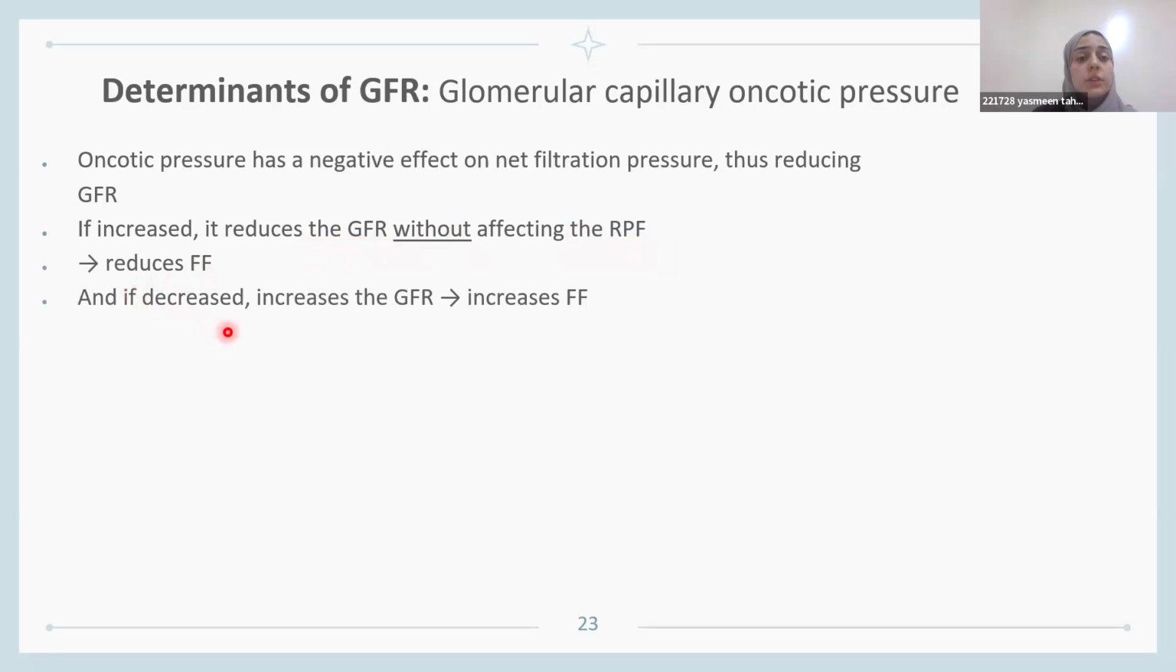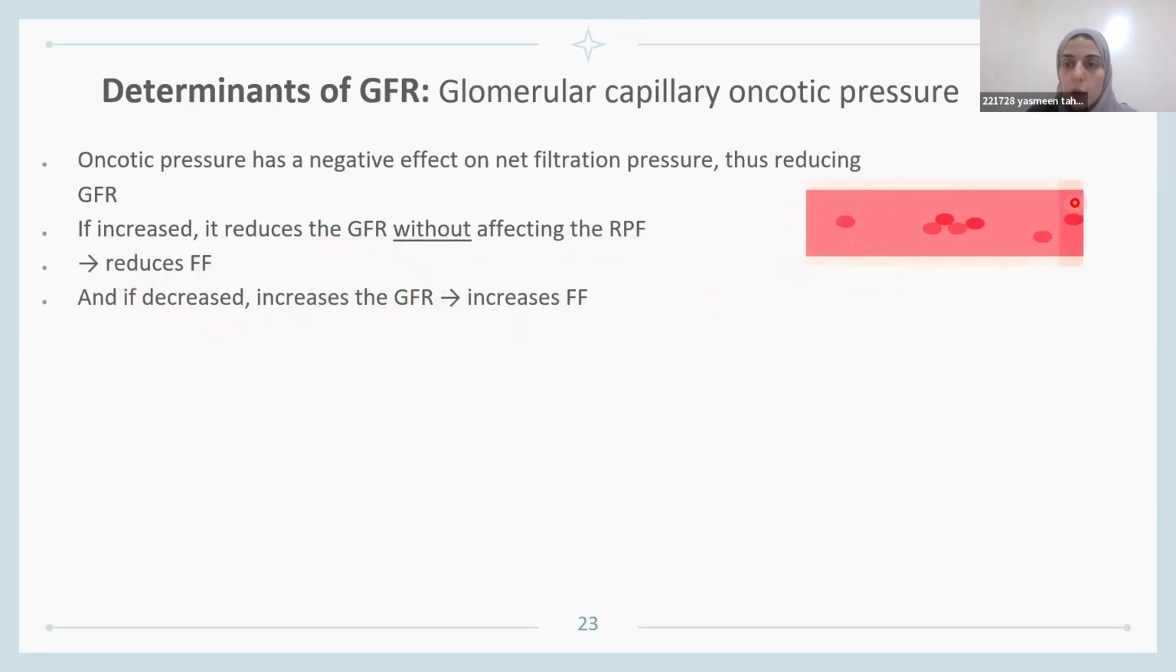But if we have decreased oncotic pressure for some reason, we increase the GFR. And again, there is no reason that oncotic pressure affects the renal plasma flow. So we have increased filtration fraction. So let's look here to understand what we are talking about.